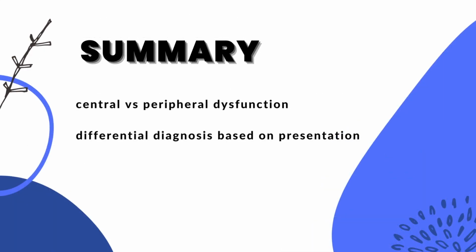So in summary, today we talked about the difference between central and peripheral dysfunction, and we highlighted what the nystagmus and vertigo and different diagnoses are, central versus peripheral. And then we had a differential diagnosis based on presentation, and we talked about various vestibular diagnoses. Look back over all the diagnoses, and highlight what makes them different.